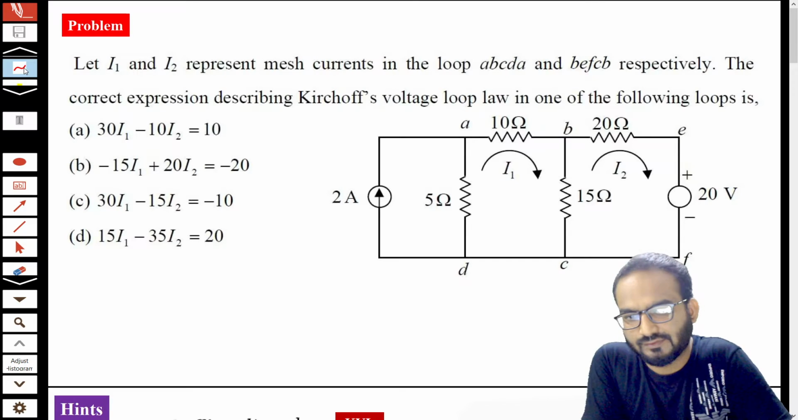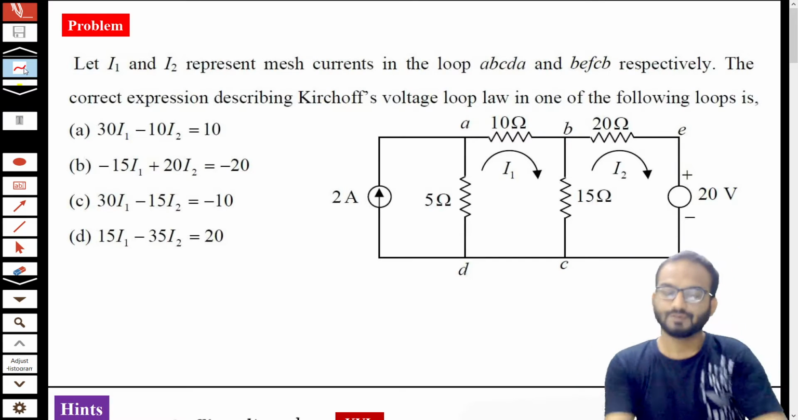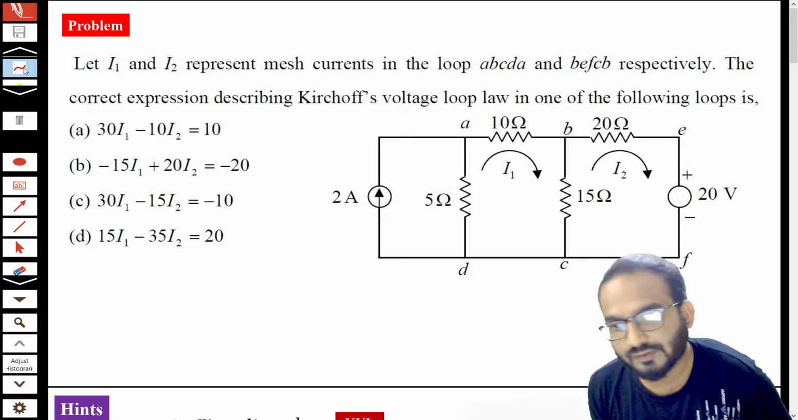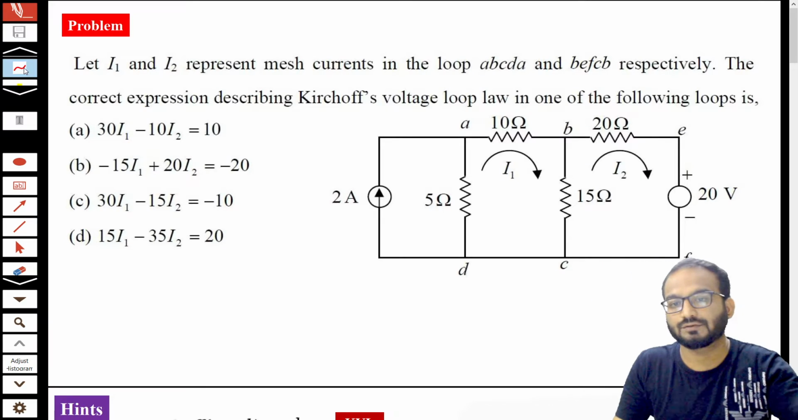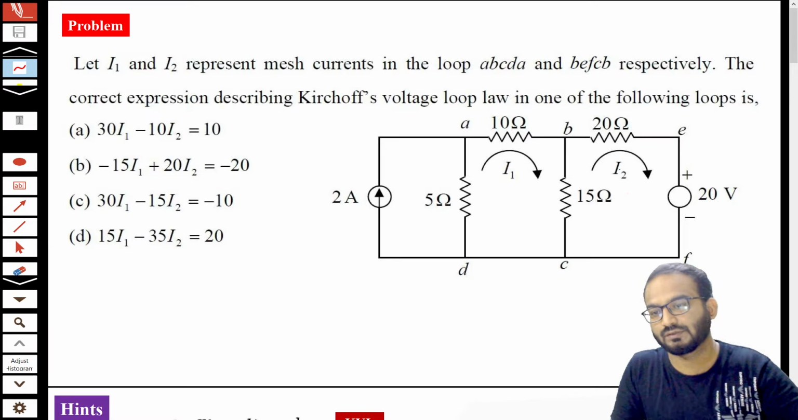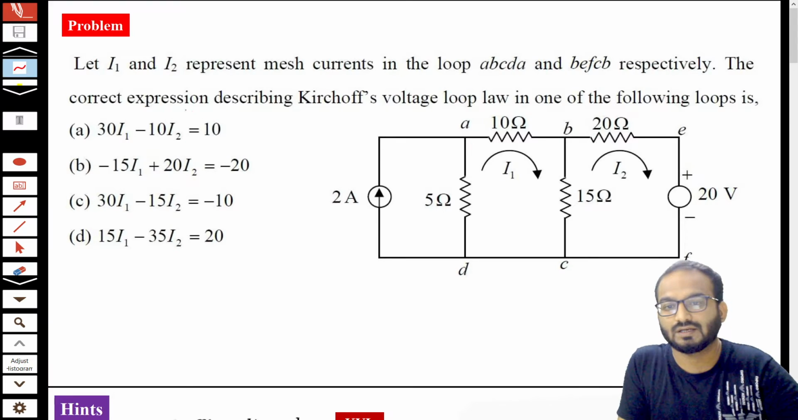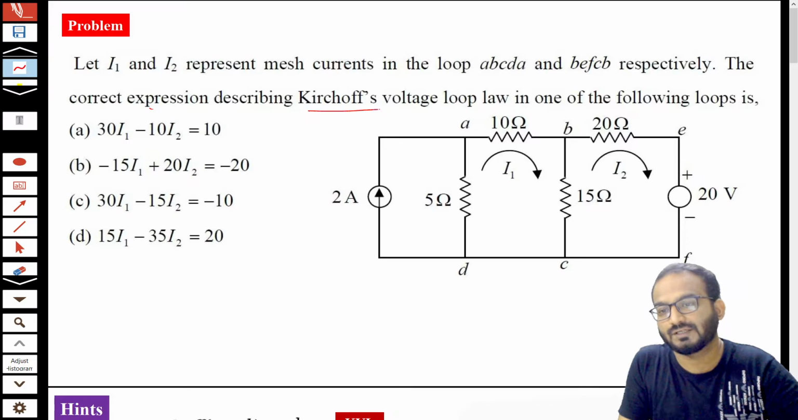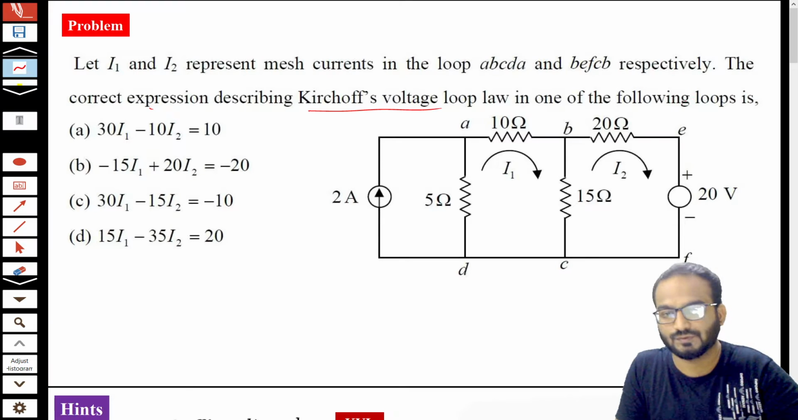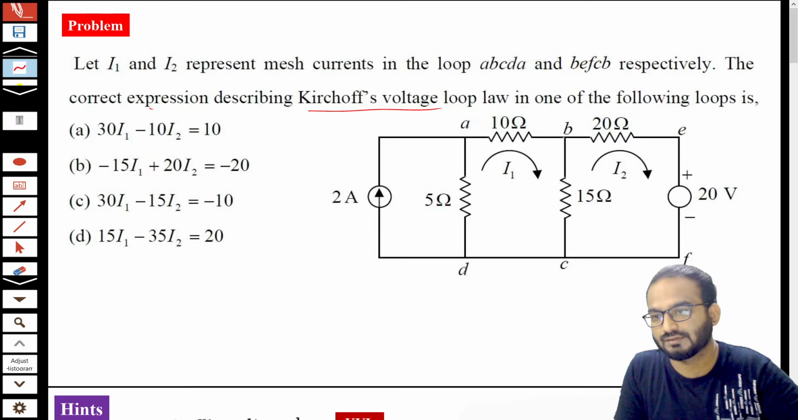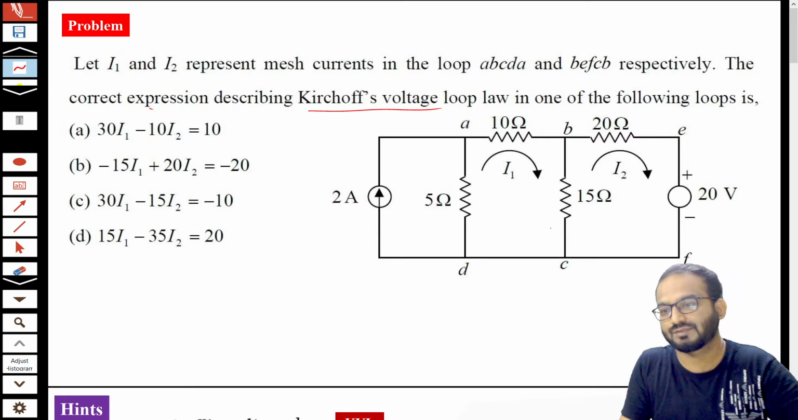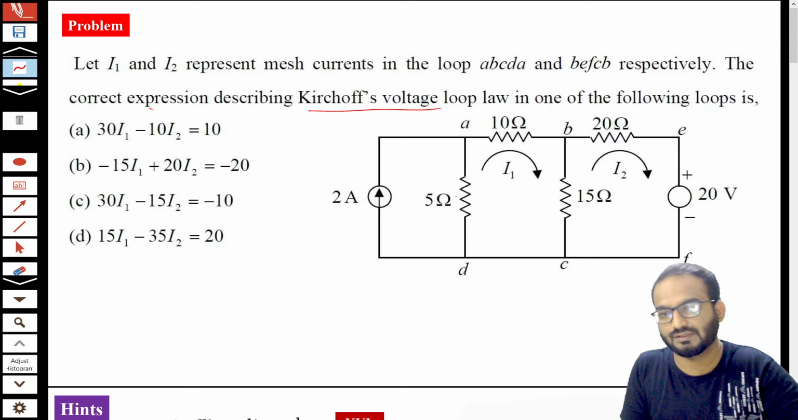Guys, so we now have a problem from electronics. Let me just read the problem for you. Let I1 and I2 represent mesh currents in the loops ABCDA and BEFCB respectively. The correct expression describing Kirchhoff's voltage loop law in one of the following loops is required. So you can apply it on BEFCB or ABCDA.